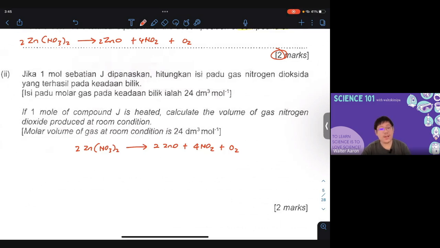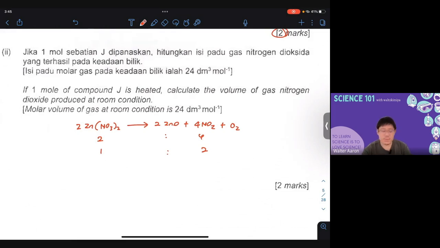So the ratio, I must compare in terms of ratio. The ratio of zinc nitrate to nitrogen dioxide will be 2 to 4. In a way, we will say it's actually 1 to 2 ratio. All right, simplified ratio means it's 1 to 2 ratio. So you have 1 mole of compound J means you should have 2 moles of nitrogen dioxide.